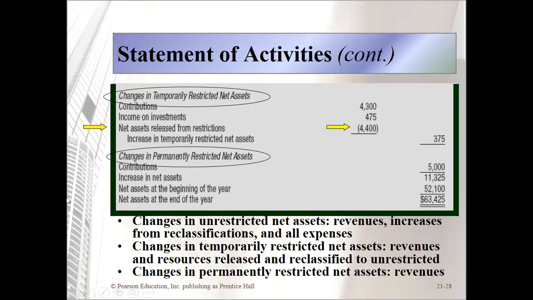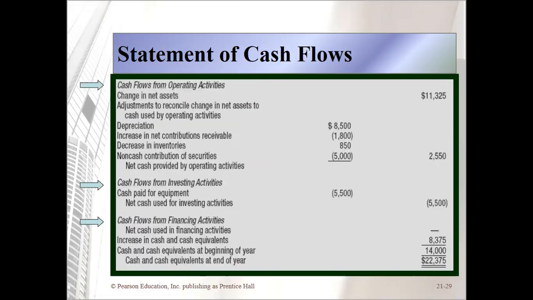So these are the total increases in net assets. Plus the net assets at the beginning of the year equals the net assets at the end of the year, $63,425. So these items were already discussed a while ago while I discussed the different sections.